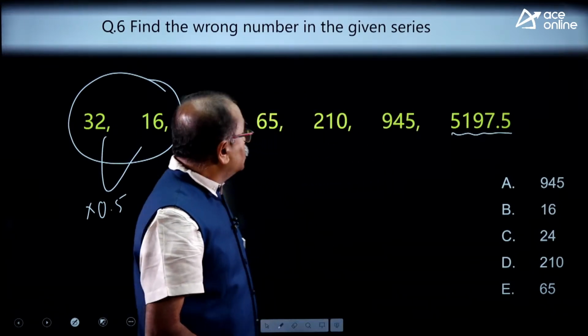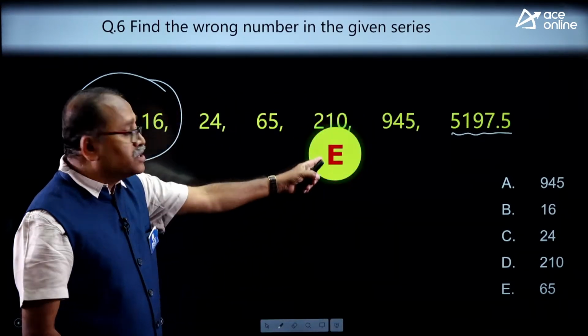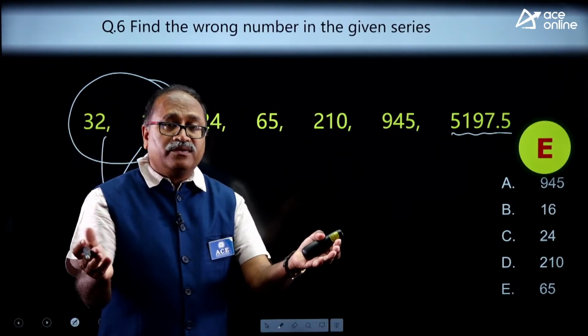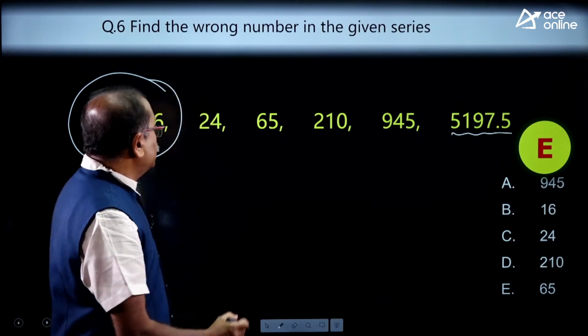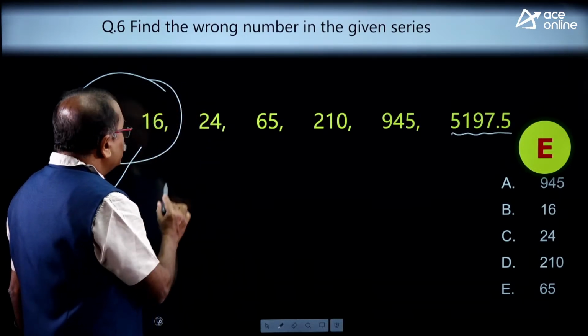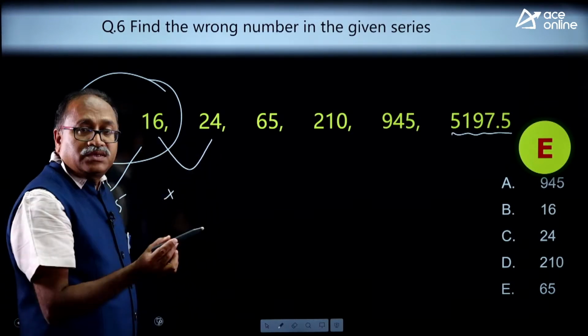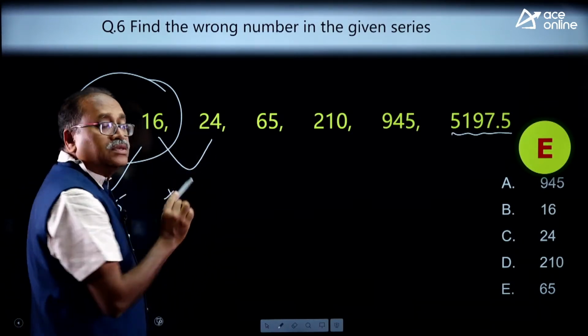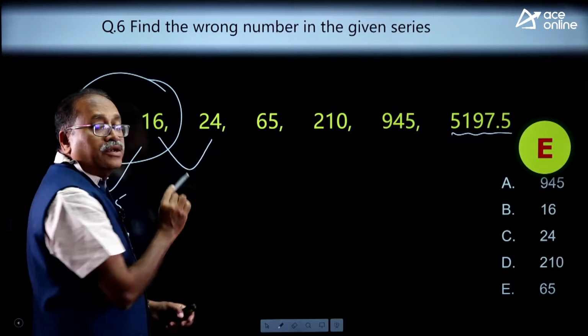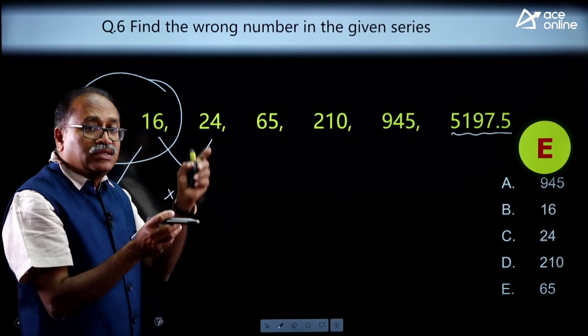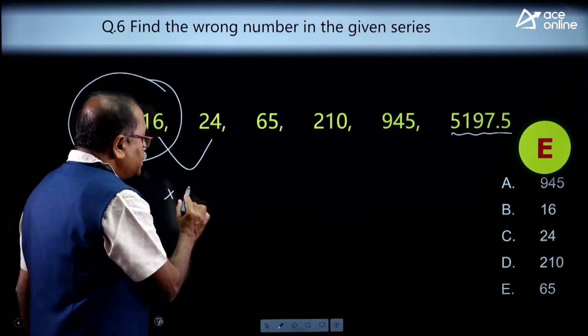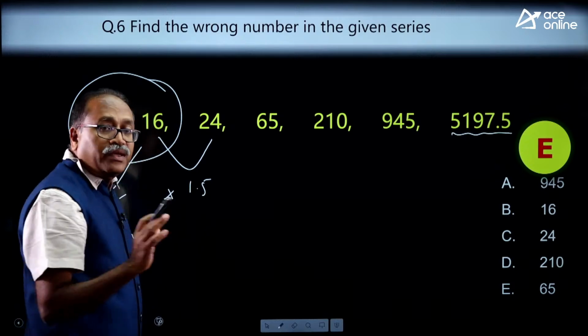Option E, that is 65. Let me check that. Is option E? Yeah, that's right. Well done. What is the question over here? Into 0.5, then into, look at this one, this is greater than 16. And how much greater? Half more than 16, that is 16 plus 8. That means it could be into 1.5.